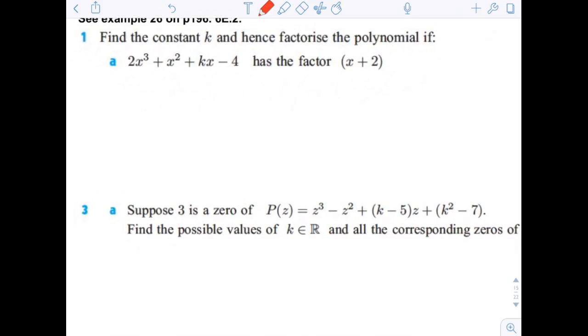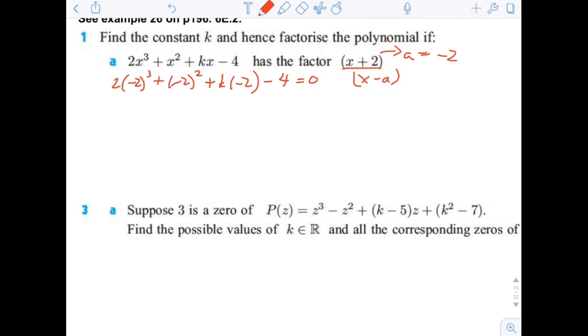Okay, so if we know that x plus 2 is a factor of this, then we know that if we substitute -2 into the polynomial, we'll get 0, right? I'm sorry, this is very confusing that I used k in both places. So let's put a equals -2, a being the 0. If we put a equals -2 in for the x value, then we should get 0.